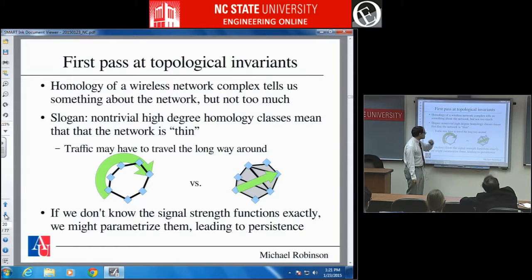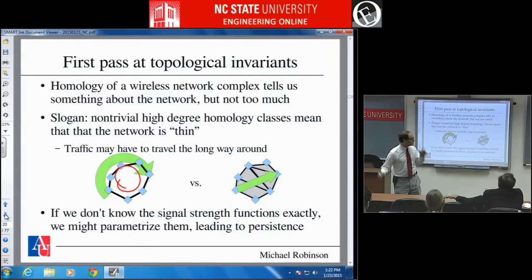So in particular, here's a situation where I have a hole. This particular network has got a big hole in it. This one is kind of filled in. The traffic has to travel around the outside, whereas here it can just cut through the middle. So it tells you something about how hard it is to get traffic across the network.